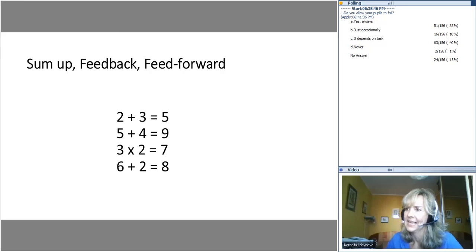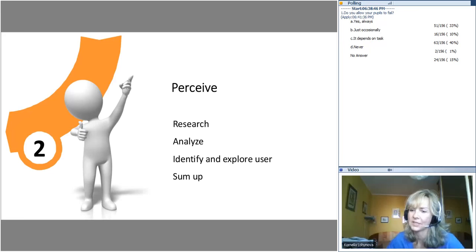For feedback, we ask, what do you think of it? And it focuses on current performance or the past. Feed forward offers constructive guidance on how to improve. So we ask, how can I improve it? This is important, of course. Both of these, feedback and feed forward, are important for students' progress. So thank you for chatting. And now we will go on.